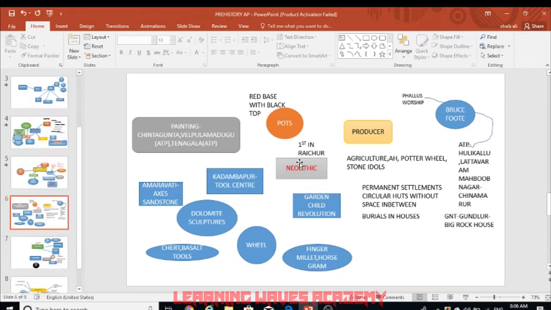Now coming to the Neolithic age. The Neolithic age is around BC 25,000 to BC 5,000. This age first started in Raichur, and the main occupation was cultivation, that is, the humans discarded hunting and started cultivation. In this age, humans evolved from the food gathering to the food producing stage. In other words, humans learned many things. Among them are agriculture, pottery, animal husbandry, and stone idols were also started.